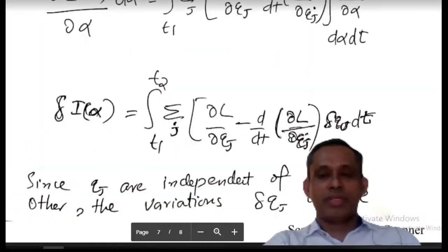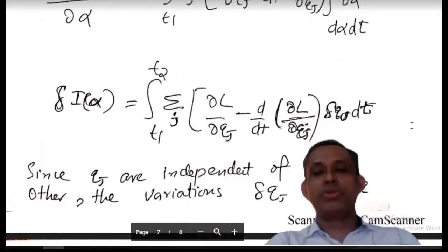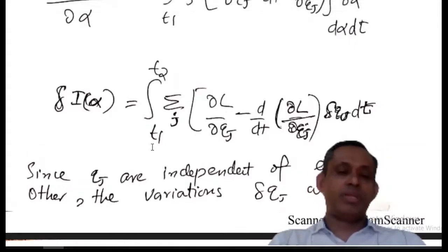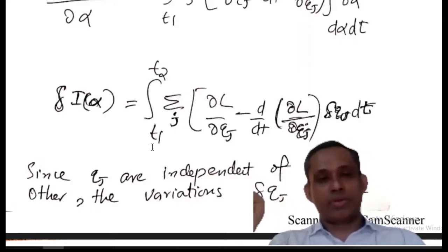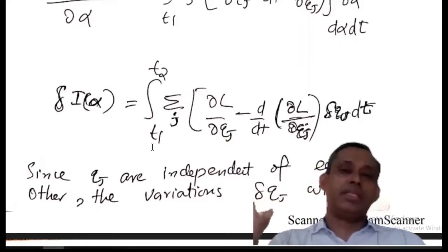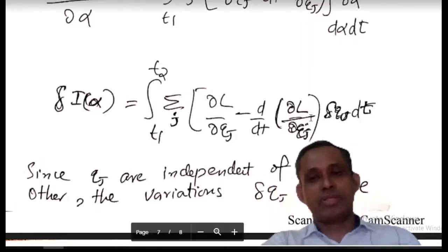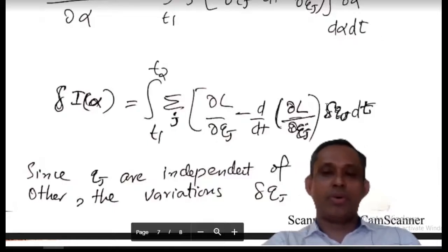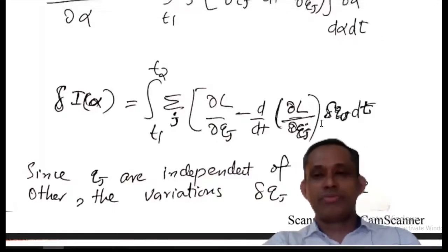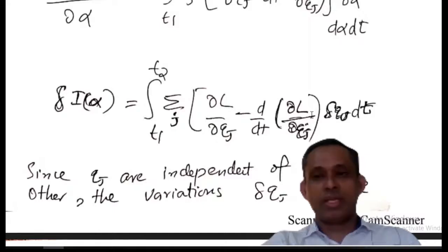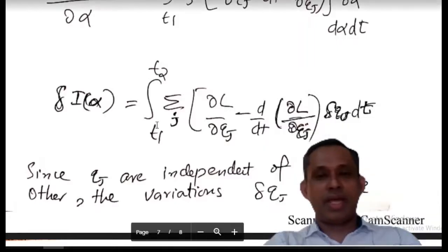So this will be equal to 0, because we have already seen by Hamilton's principle that δI is equal to 0, because it's an extremum. So this can be 0 only if each of these coefficients, ∂L/∂qj minus d/dt of ∂L/∂qj dot, is 0 for each j in the sum.